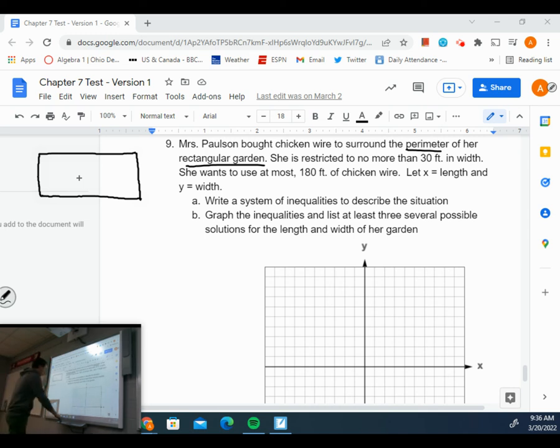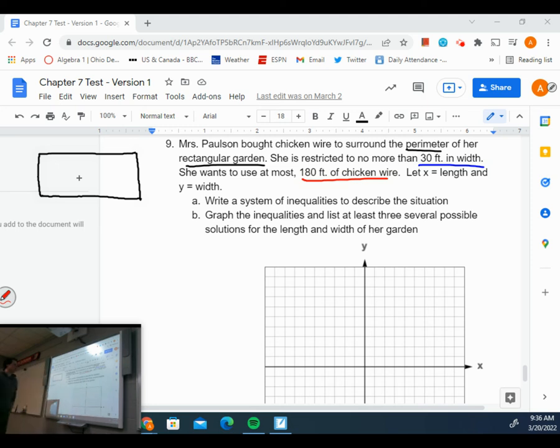She's restricted to no more than 30 feet in width, okay? She wants to use at most 180 feet of chicken wire. So we got a couple restrictions you can see in blue and red: 30 feet in width, 180 feet of chicken wire. We're told x is going to be the length and y is the width. So that's kind of our info, but what do we actually need to do?